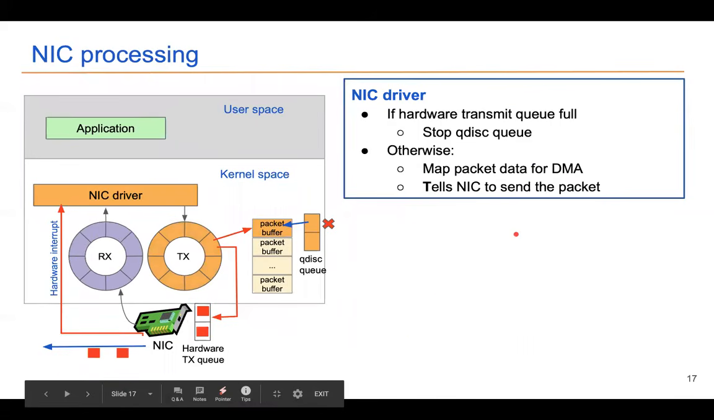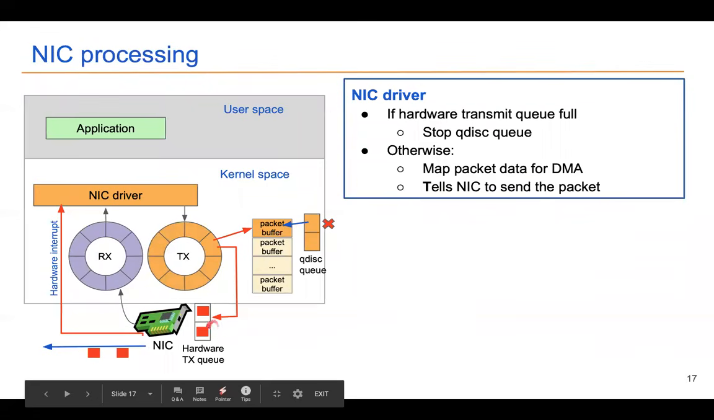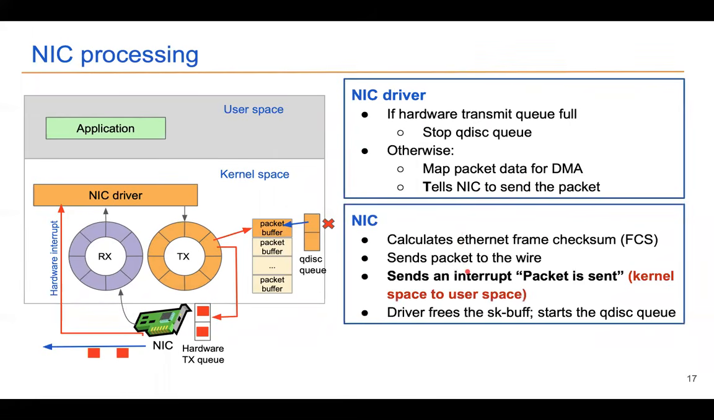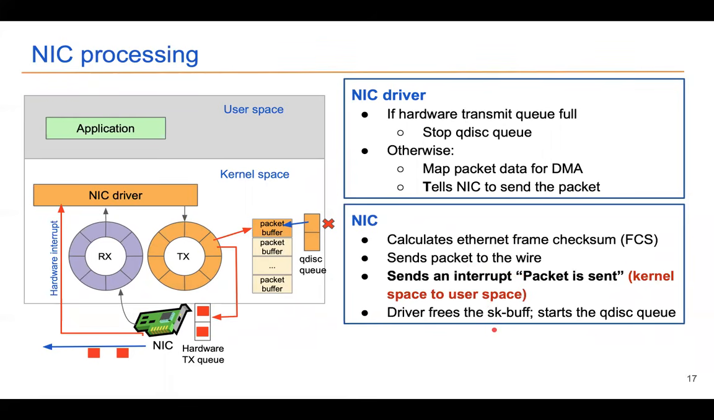The NIC driver stops qdisc if the hardware transmit queue is full. Otherwise, it invokes DMA to copy the packet from the packet buffers to the hardware transmit queue and tells the NIC to send the packet. NIC calculates and appends the Ethernet checksum and sends the packet on the wire, after which it sends an interrupt declaring that the packet is sent. The driver then frees the skbuff structure and resumes the qdisc queue.